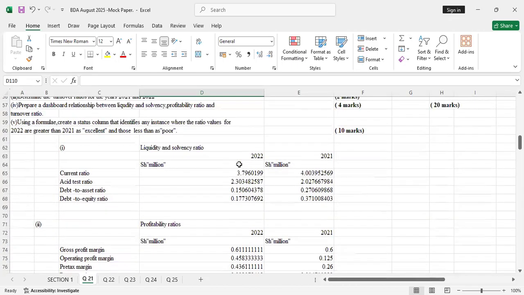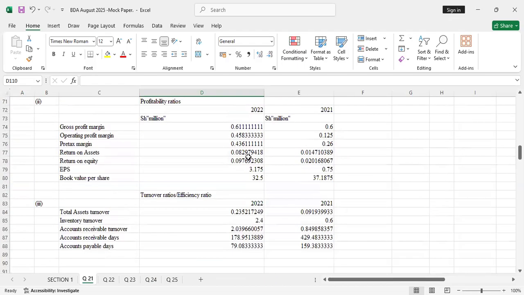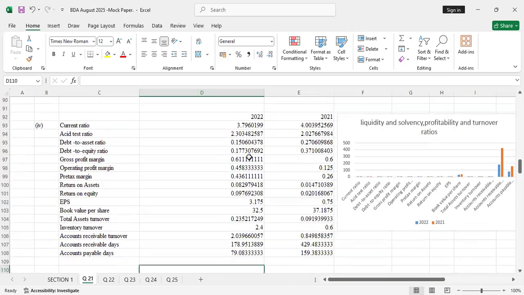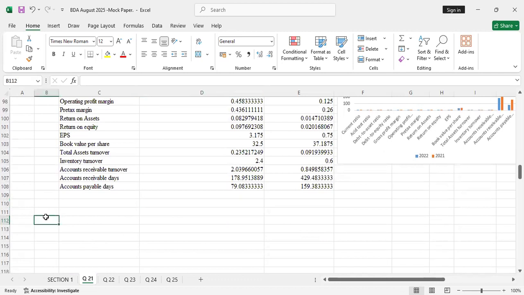So we go to the last part. Using a formula, create a status column that identifies any instance where the ratio values for 2022 are greater than 2021 as excellent and those less than as poor. So we'll do that again. It's good news. We have captured this information. So our work at Roman 5 will be easy. We'll just copy and paste to save on time.